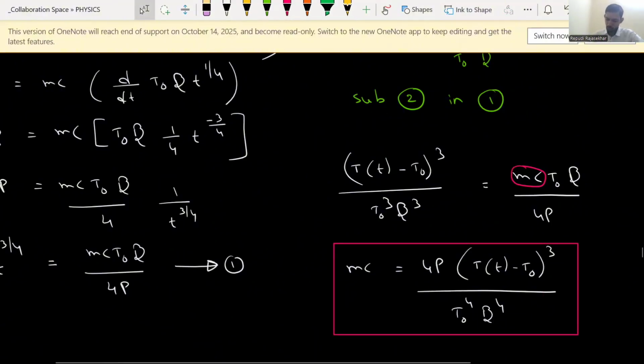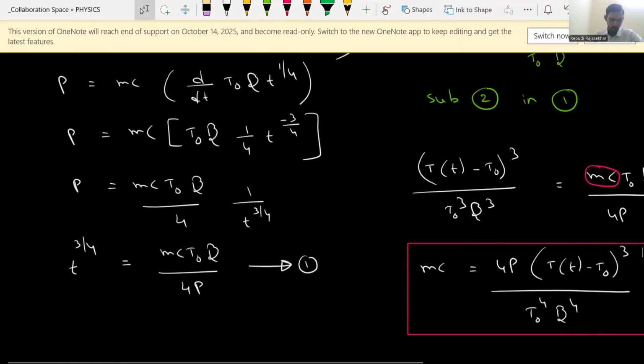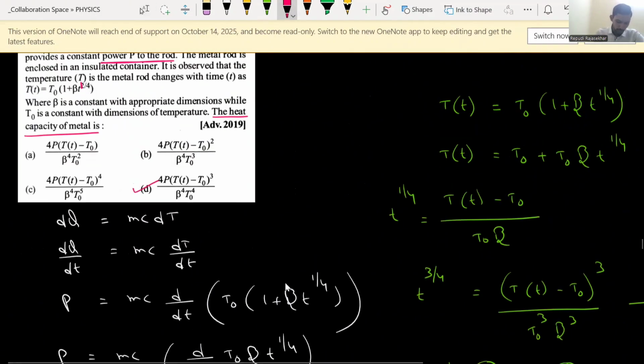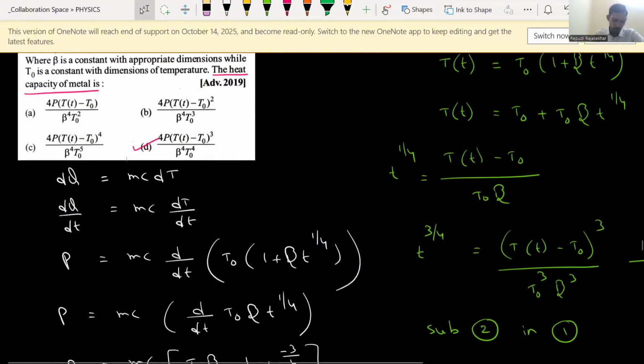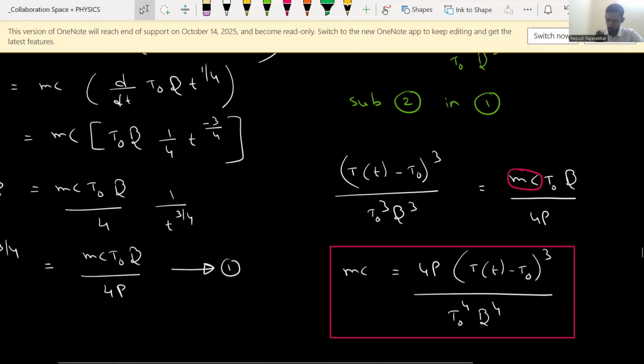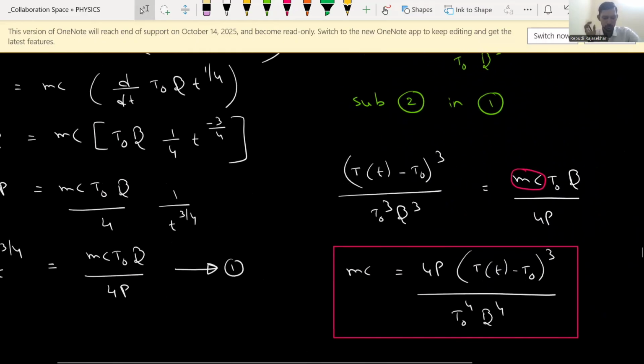Which option? 4p t power 4 beta power 4, so the option should be D. Right? The remaining options are all different here. The denominator is beta power 4 t naught power 4. So beta power 4 t naught power 4. Right, the option should be D for this question.